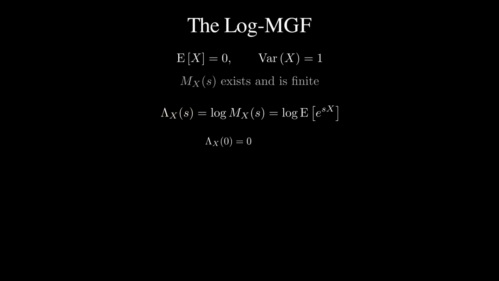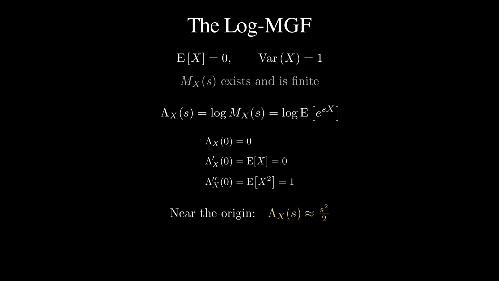Three numbers pin this curve near the origin. At 0, lambda is the log of 1, 0. Its first derivative at 0 is the mean, 0. Its second derivative at 0 is the second moment, 1. Near the origin, lambda hugs the parabola s squared over 2, and that is the whole secret.